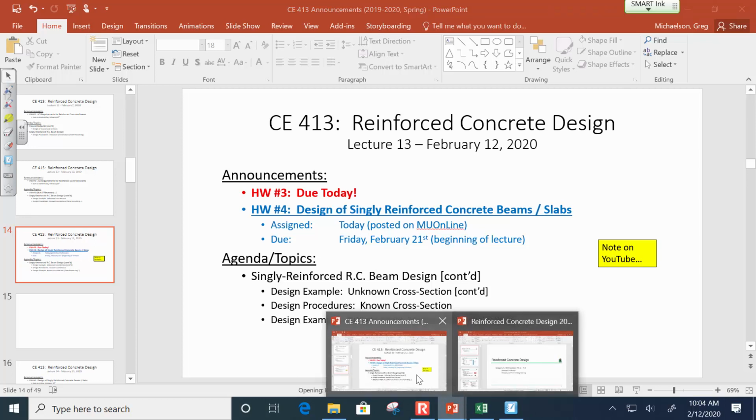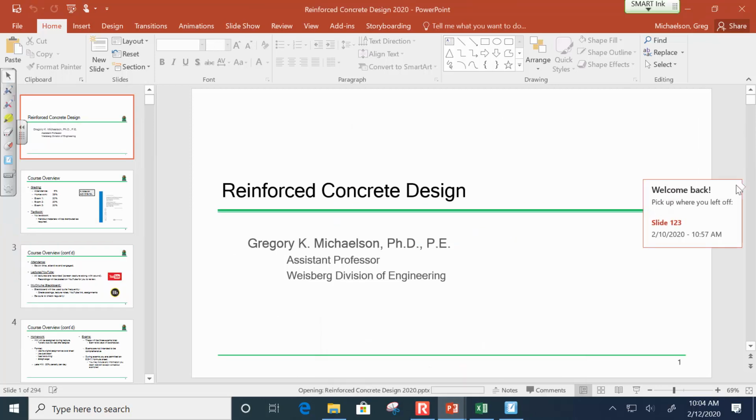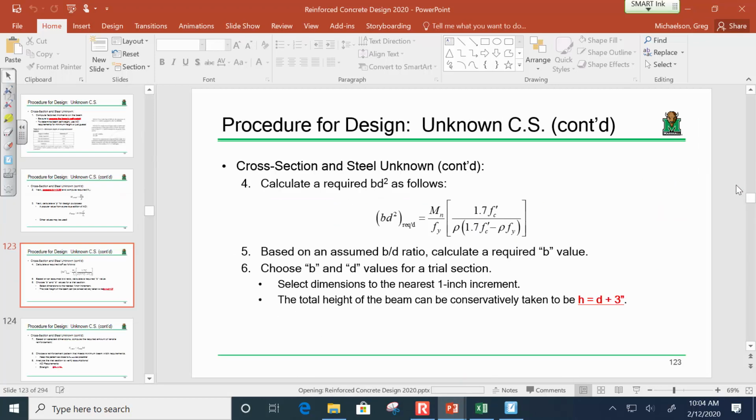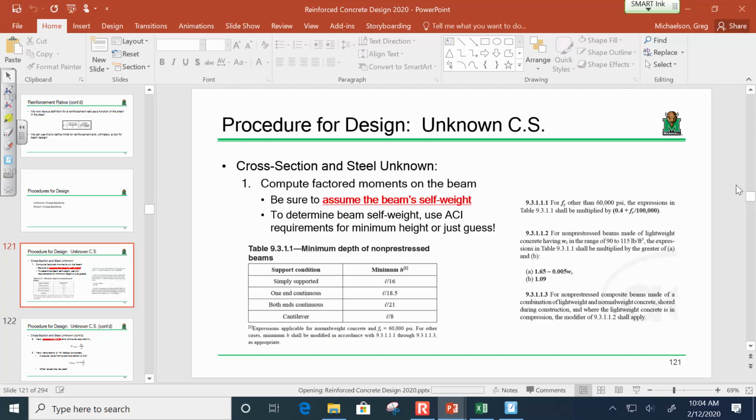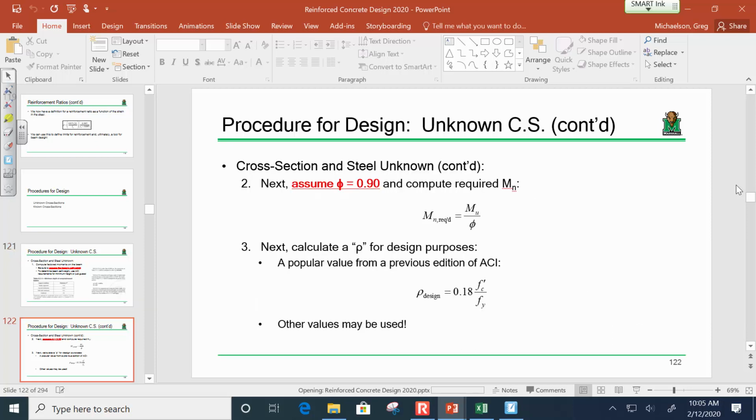Let's go back to the example that we were working on. Let's make sure that we're clear on the procedure. We have a step-by-step procedure for design, and we started off with unknown cross-sections. The first thing we needed to do was compute the factored moment on the beam, which, when you have an unknown cross-section, requires you to assume the self-weight of the beam. That's an assumption we're going to have to go back and check later.